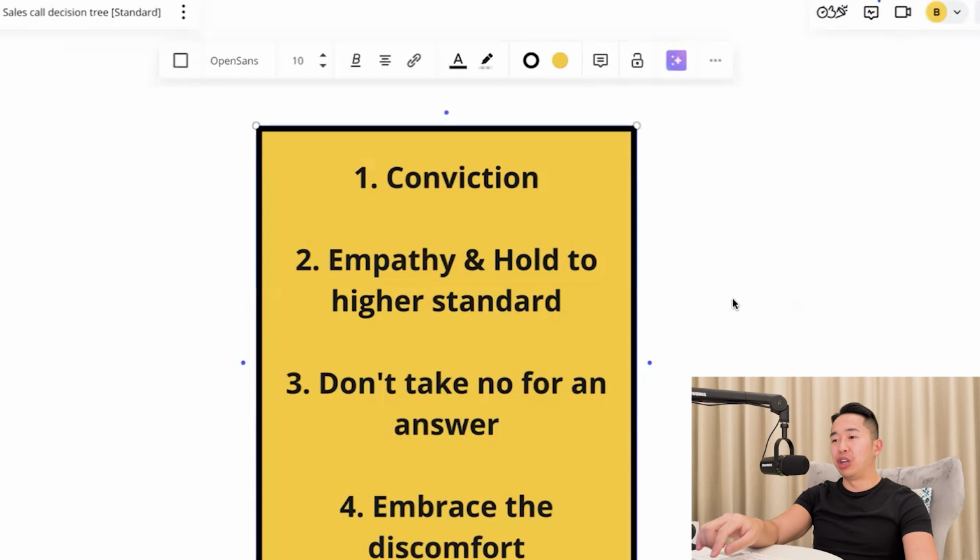Number four is embracing the discomfort. What I mean by that is when you first start trying to objection handle, you may have some discomfort just sitting there because you think, "Oh man, am I pissing off the other person? What if they hang up? What if they hate me? What if this is too rude?"